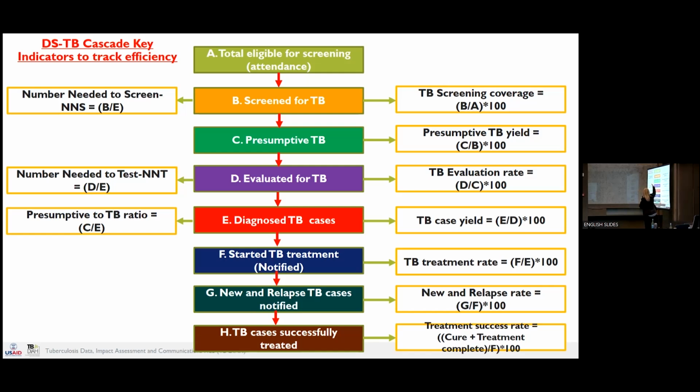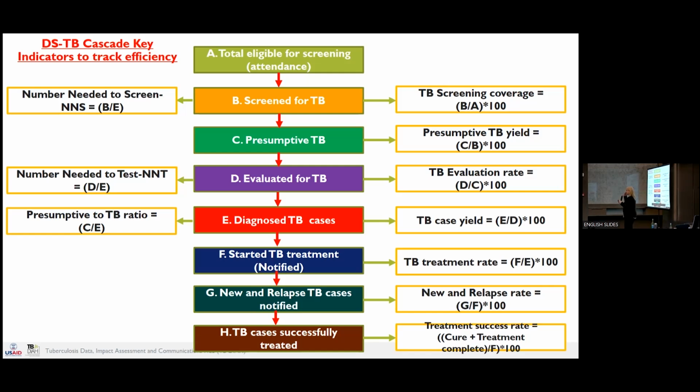And in order to identify the percentages, those who were screened are divided by those eligible for screening and multiplied by 100. Then, of those who were screened, we have the C, right? The presumptive TB cases. To identify the percentage of presumptive TB cases, we can divide C by B. And so every next indicator shall be divided by the previous one.